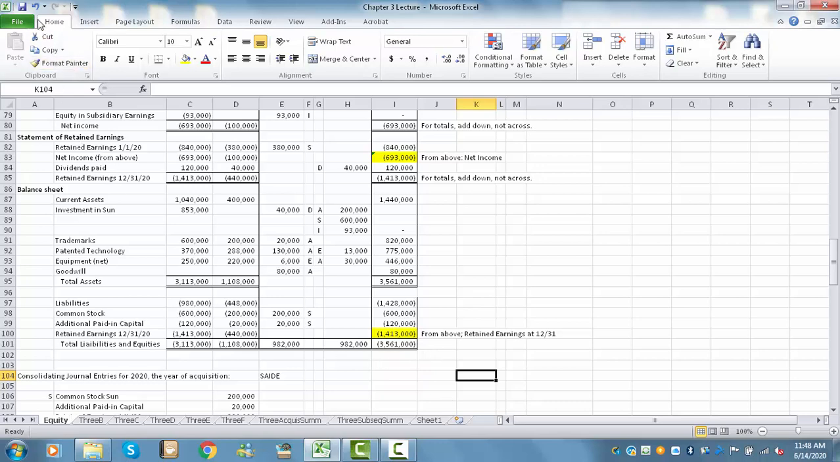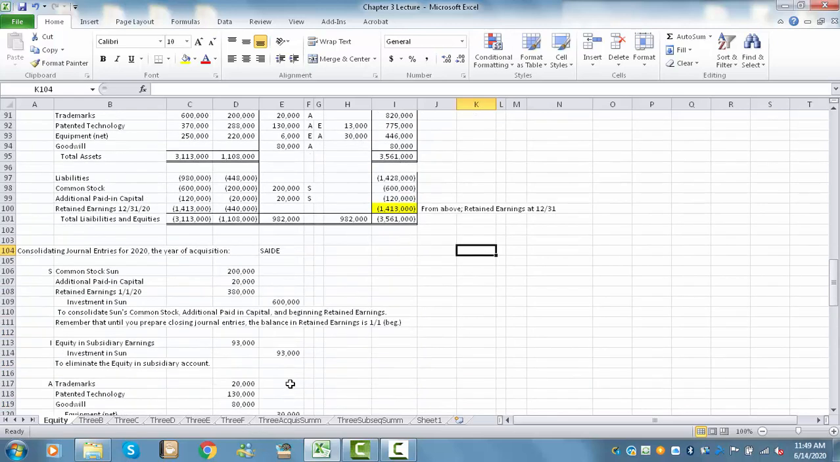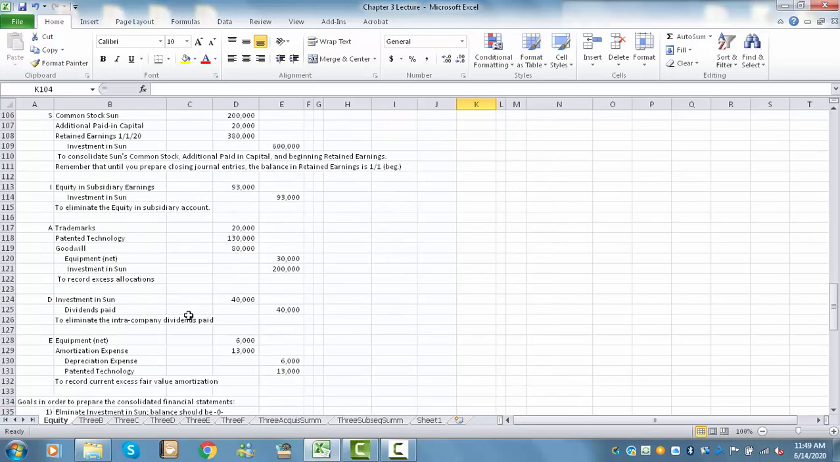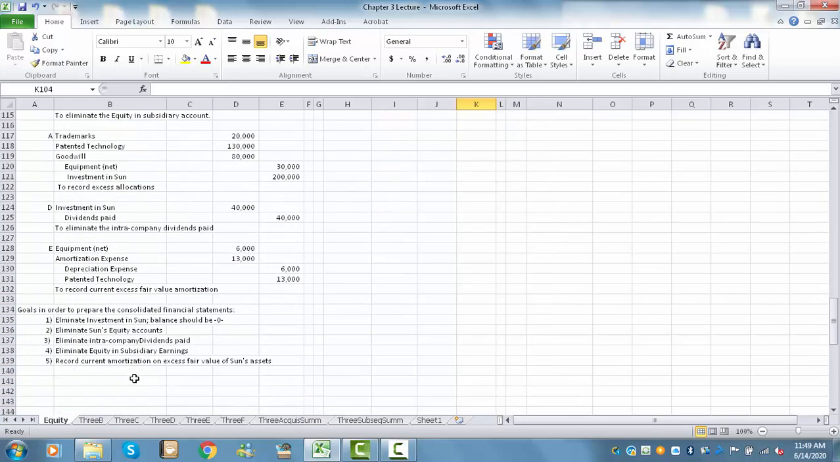All right. So there you go with your totals. The debits equal the credits on the balance sheet. Everything worked out. Here are the formal entries. And don't forget what your goals were, and you accomplished these.